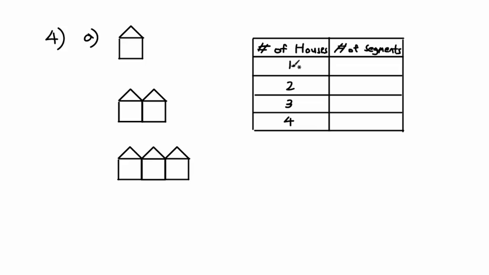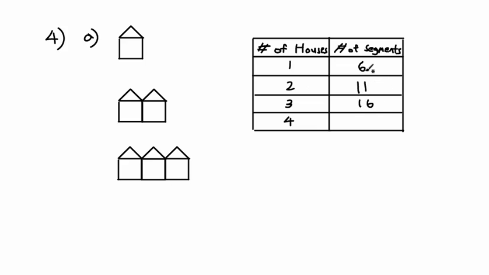Okay, so when we have one house, this is called a segment, so 1, 2, 3, 4, 5, 6 segments. When we have two houses stuck together, we have 1, 2, 3, 4, 5, 6, 7, 8, 9, 10, 11 segments. When we have 3, we have 1, 2, 3, 4, 5, 6, 7, 8, 9, 10, 11, 12, 13, 14, 15, 16.